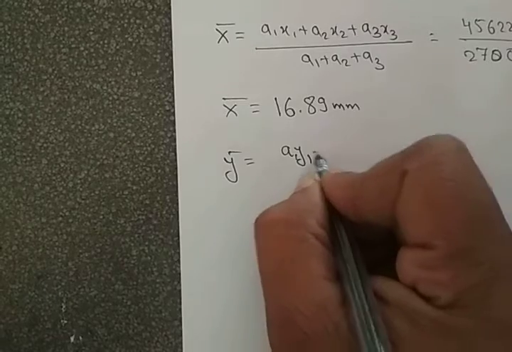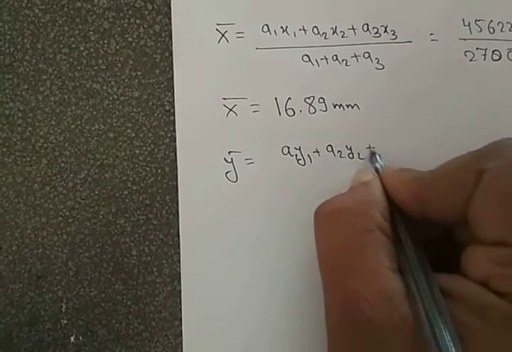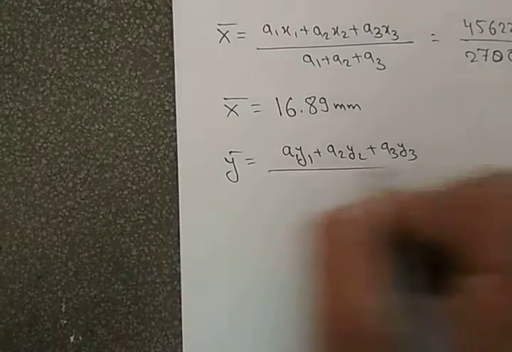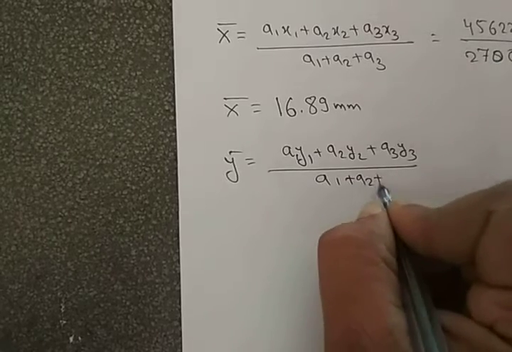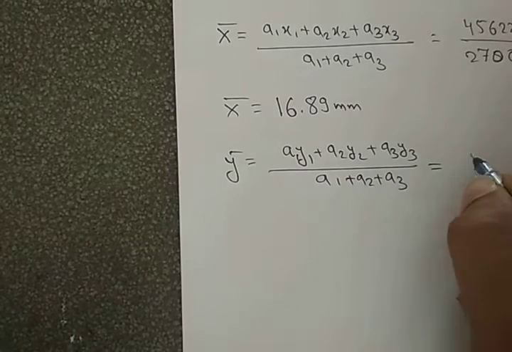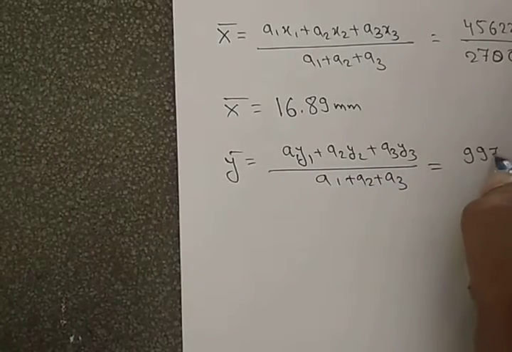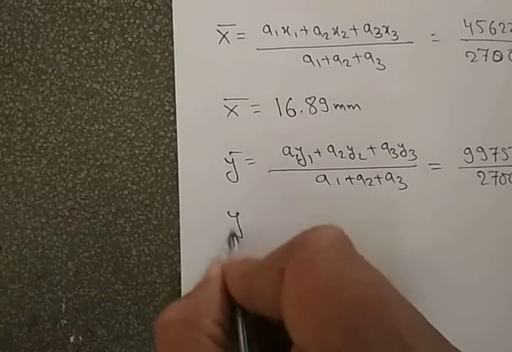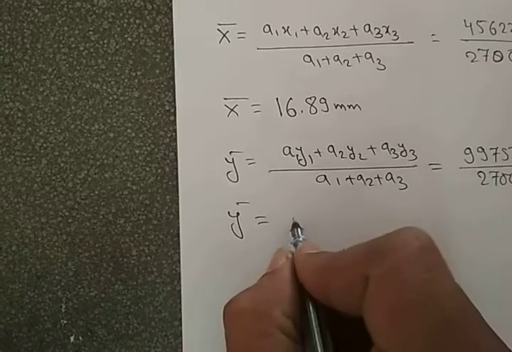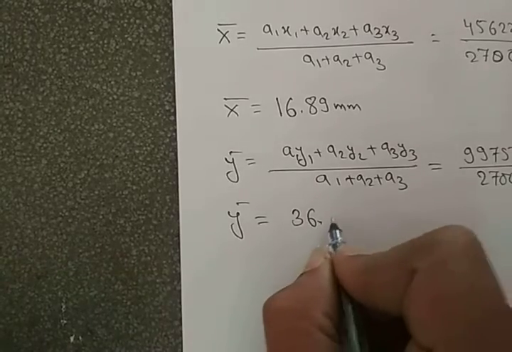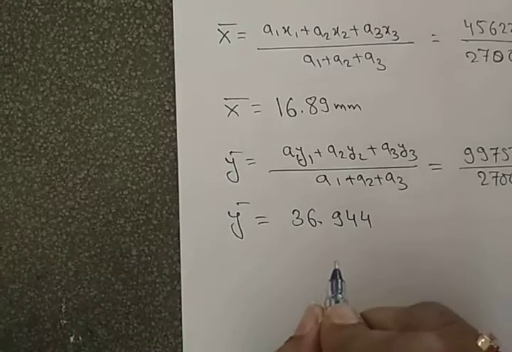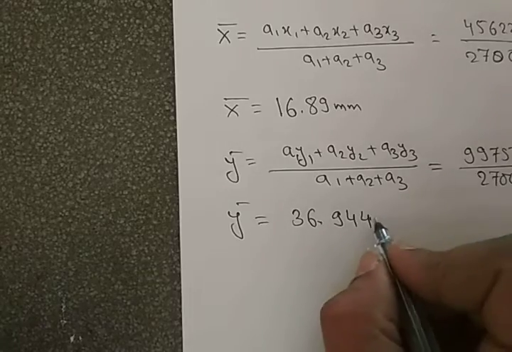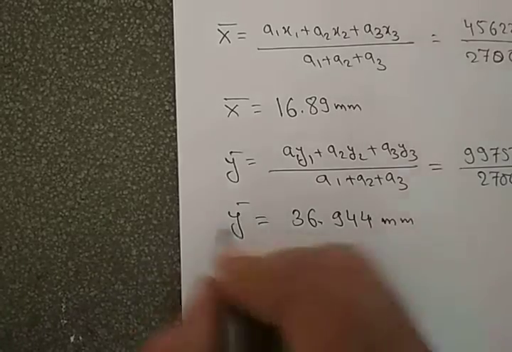Now the same for the y bar: a1 y1 plus a2 y2 plus a3 y3 divided by a1 plus a2 plus a3, and the values for that, 99750 divided by 2700. Now y bar, after calculating this, we will get 36.944. This is the value we will get from that.